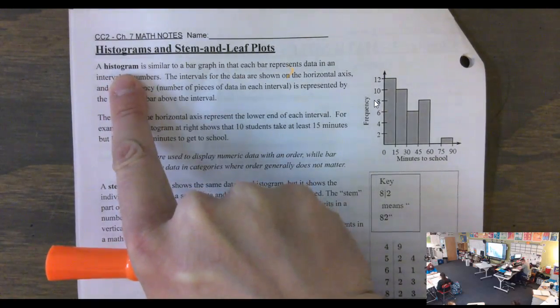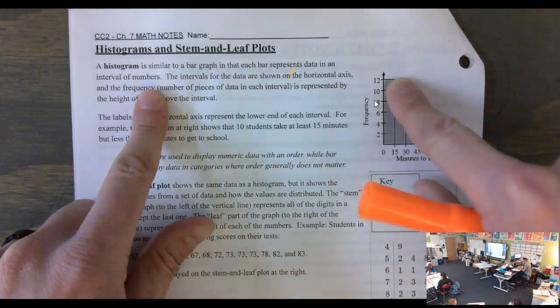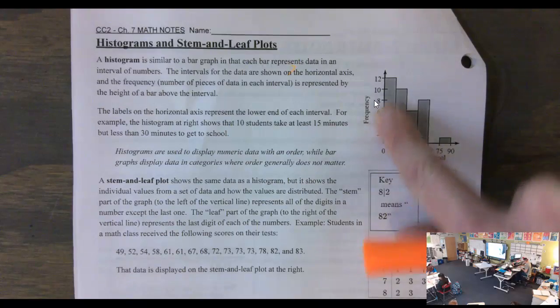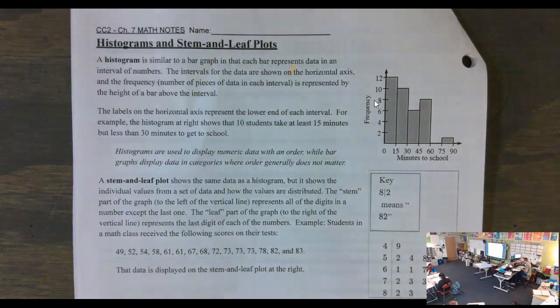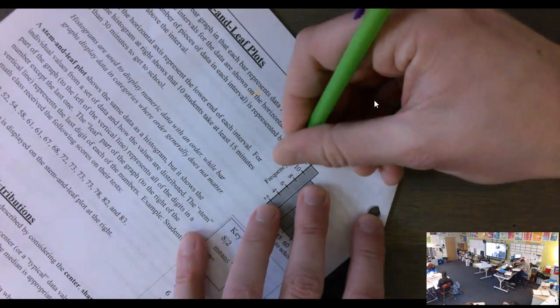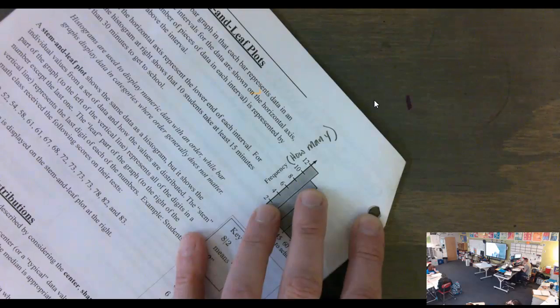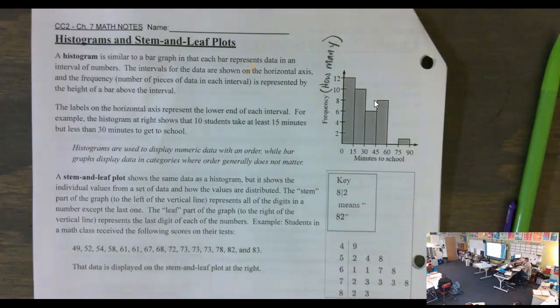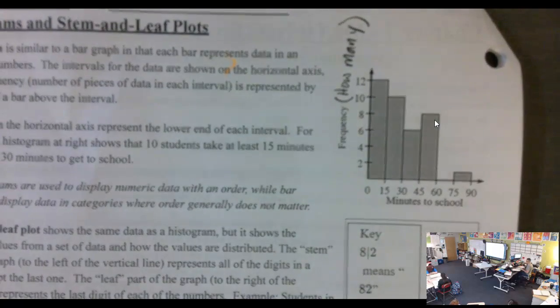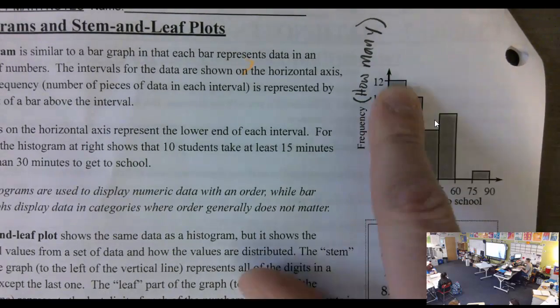A histogram is similar to a bar graph in that each bar represents data in the intervals of numbers. So these bars, guys, the word frequency is a fancy word for how many. So grab your pencil, especially if you don't know this word yet. By frequency, I would write how many. Frequency stands for how many. The x-axis, the bottom of our graph, is always going to be the thing we're talking about. The y-axis, or how tall our bars are, is always how many.